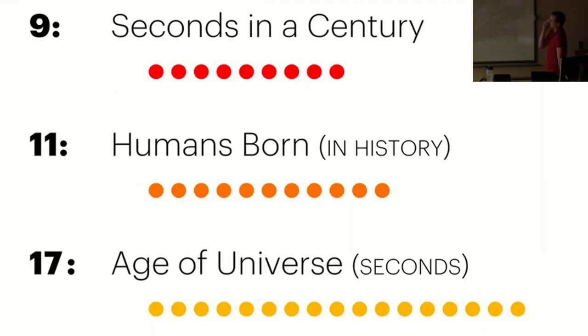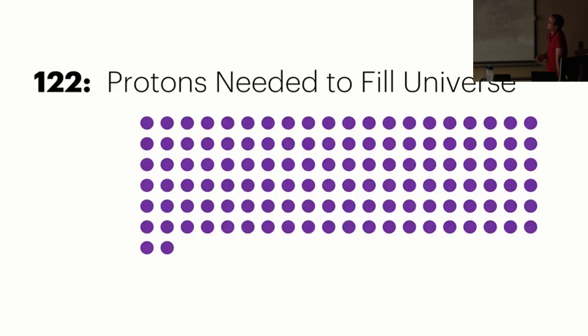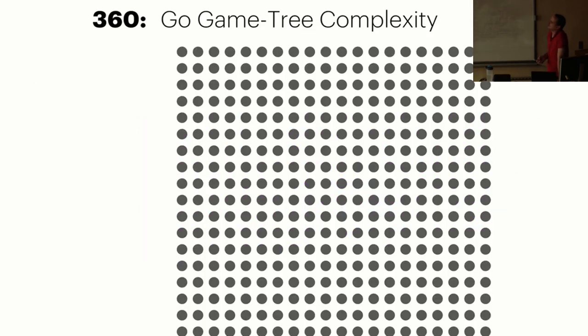So let's have a look at this. Seconds in a century, 10 to the power of 9. Number of total humans born, 11. Age of the universe, okay, I had that here in seconds, is only 17. The diameter of the universe in meters, the number of stars in the universe, the number of atoms in the universe, the number of protons needed to fill the universe. The protons are pretty small. And here's the Go, right? It may as well be infinite at that point.